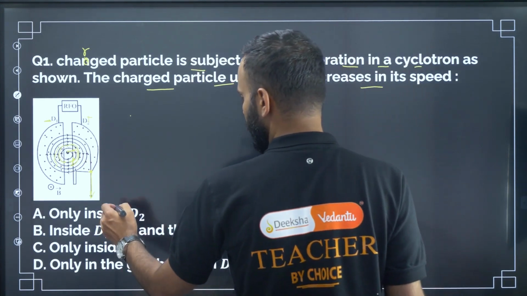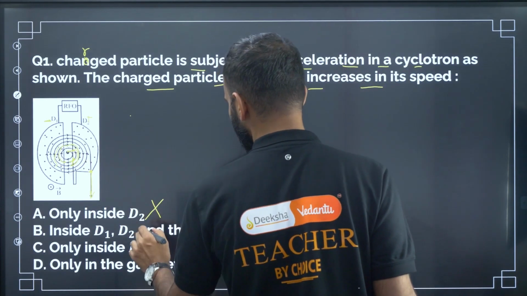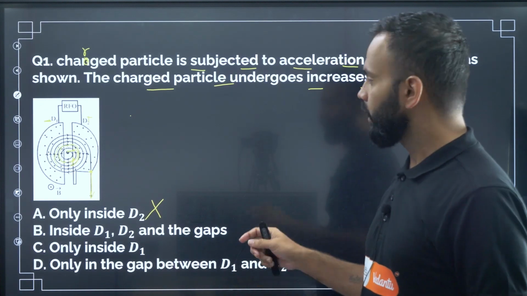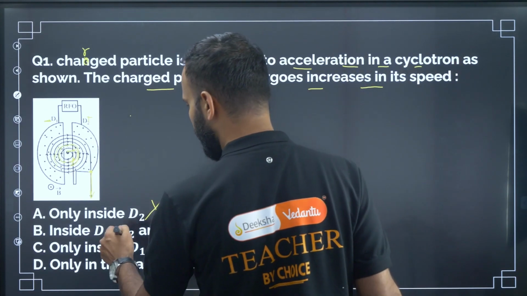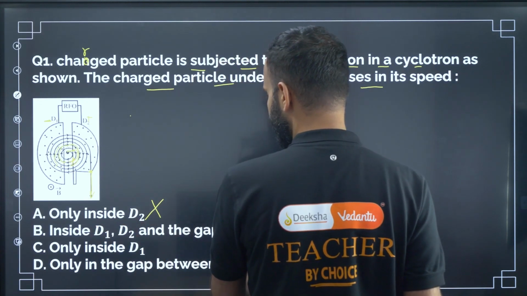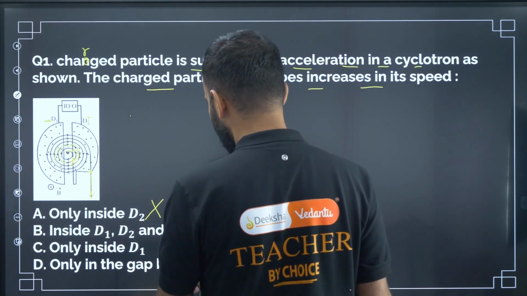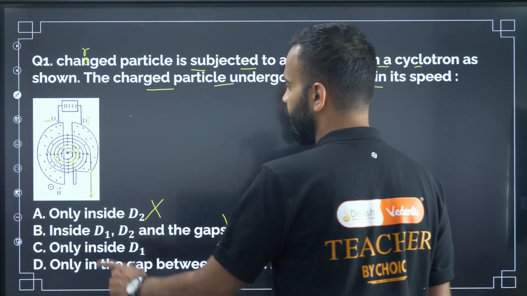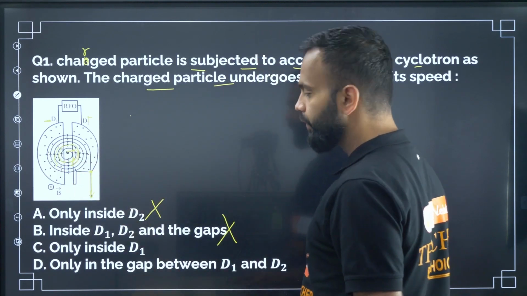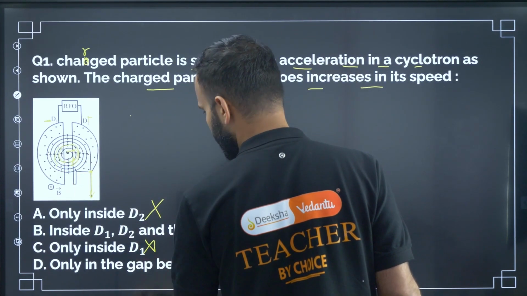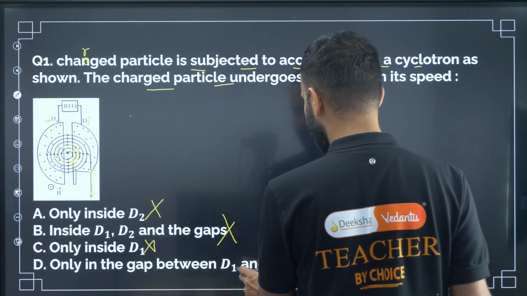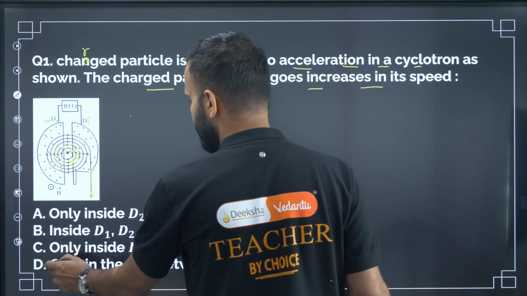So let's check each option. Option A, only inside D2, wrong. Inside the Ds, the charged particle does not accelerate, so option A is wrong. Option B, inside D1 and D2 and the gaps, wrong. Between the Ds only it will accelerate. Only outside D1, wrong. Only in the gap between D1 and D2, correct. So the correct option is D.